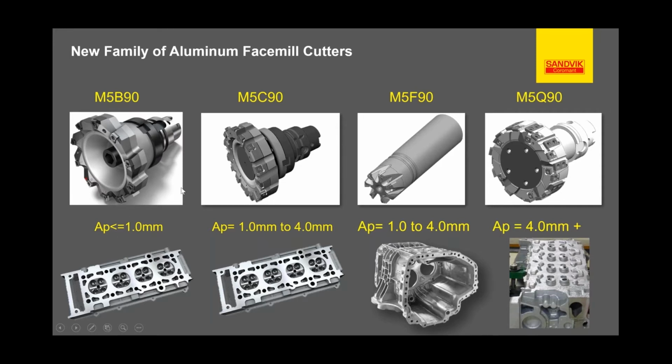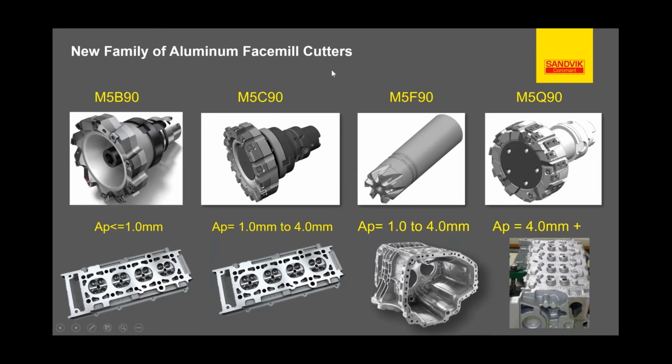From that tool evolved a number of different designs. We came out with an M5C90, which is the next tool here, which has roughing capability added to it. We came up with a brazed type tool that's a similar technology. And then over here on the far right, we came up with a roughing tool for cubing operations. So we've included that.